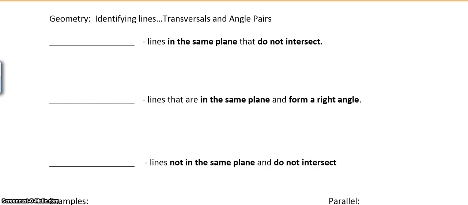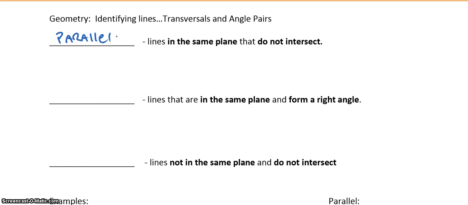Chapter 3. Let's get it. Alright, geometry, identifying lines, transversals, and angle pairs. The first word we're going to learn today is probably something you've heard before, and that is the word parallel lines. Parallel lines are lines that are in the same plane but do not intersect. So no matter if they went on forever, they would never ever cross.